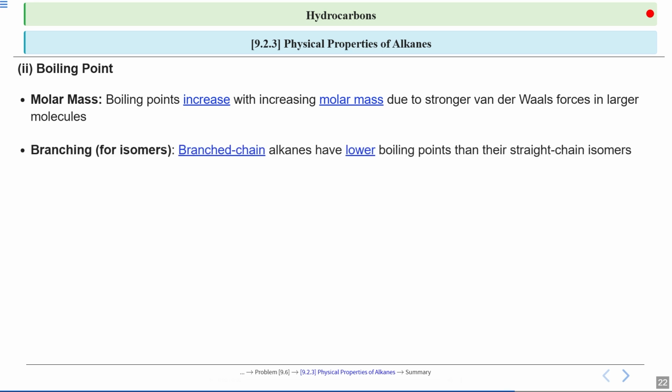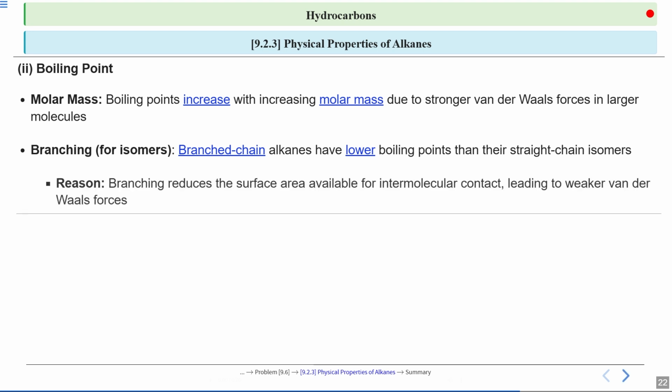Now consider branching in alkanes. Branched alkanes have lower boiling points compared to their straight chain counterparts. This is due to the reduced surface area for intermolecular contact, which weakens the van der Waals forces. Imagine trying to stack irregularly shaped blocks. They don't fit together as snugly as uniform ones. To summarize, the boiling point of alkanes is influenced by both molar mass and molecular structure. Larger molecules and straight chains generally have higher boiling points due to strong intermolecular forces like van der Waals forces.